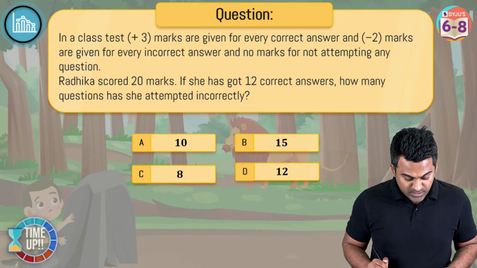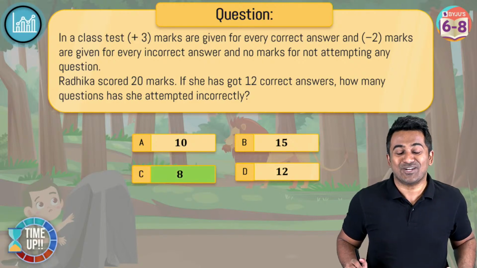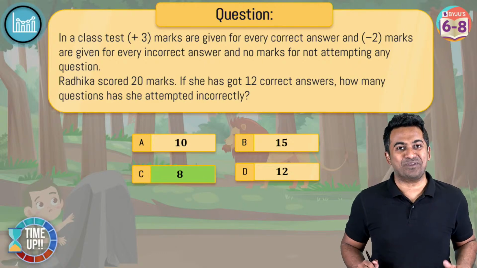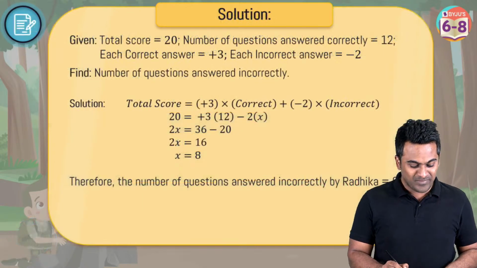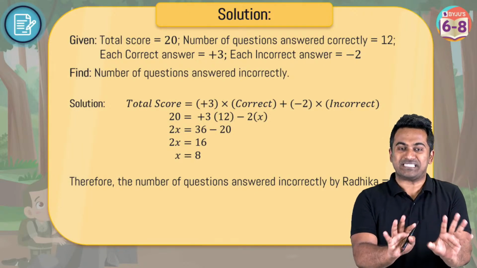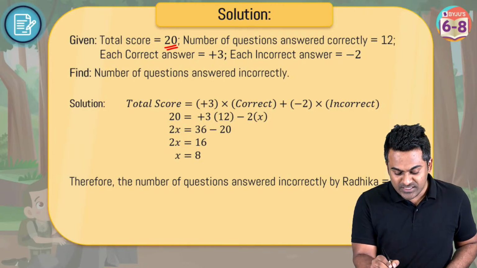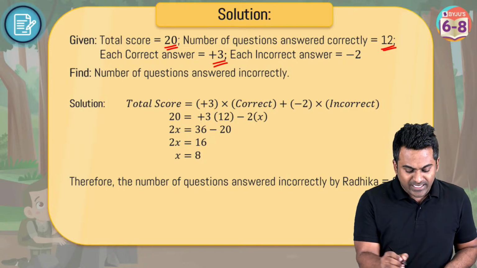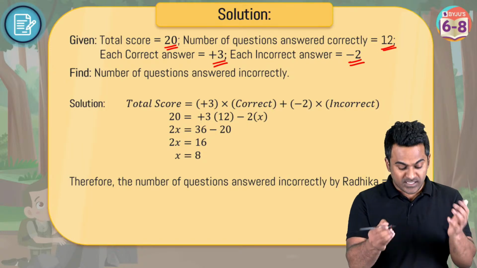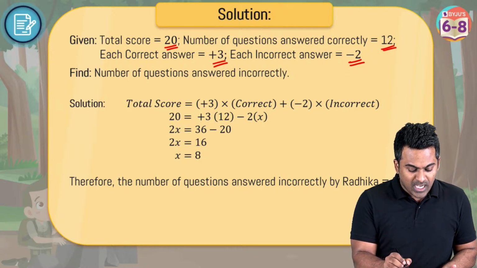Okay, we are getting answers for this one as option C, 8. Well done. If you've got this in 30 seconds, you are indeed champions. So let's move on now and check out how this problem is to be done. Again, first, what is given? It is given that the total score is 20. Number of questions answered correctly are 12. Each correct answer is plus 3, each incorrect answer minus 2. We have to simply find the number of questions answered incorrectly.